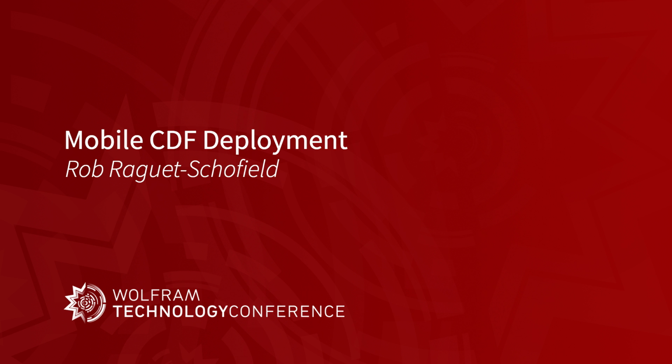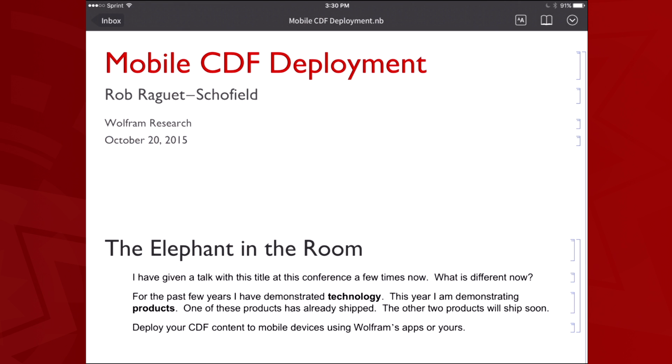So, if you have been to this conference the last several years, I have given a talk at this conference with a similar title. So, I've given this talk a few times. What's different this year from the previous years? In the previous years when I gave this talk, I was showing technology that we had been working on that didn't necessarily have a product to go along with it. This year, I'm only going to be showing products.